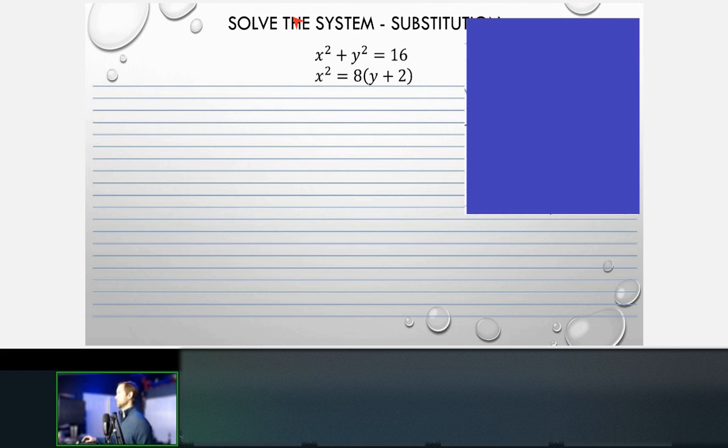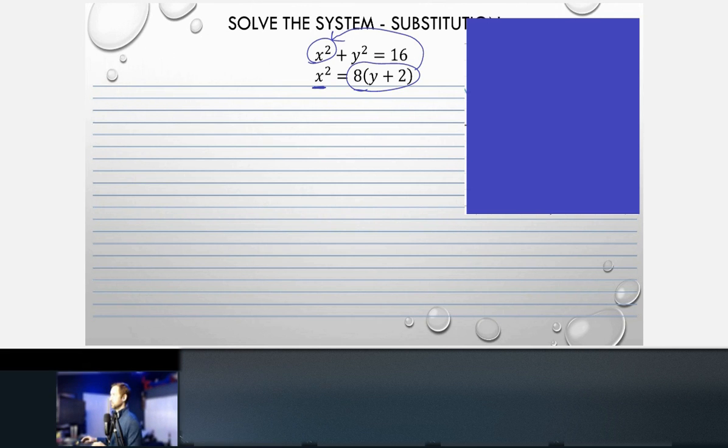So let me just mark on the screen what she's talking about. If you didn't see what she wrote, she's saying that we already know x squared is equal to this, and in that first equation, we have x squared. So if we know x squared equals 8 times y plus 2, let's just replace x squared with that. So I'm going to go ahead and write that down.